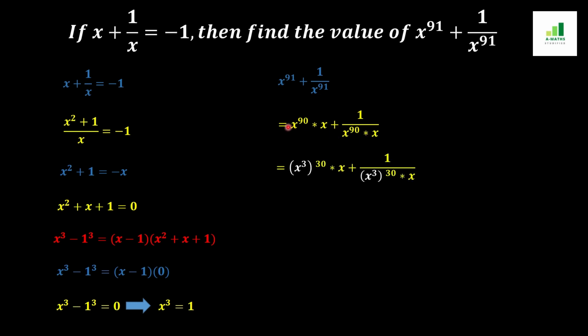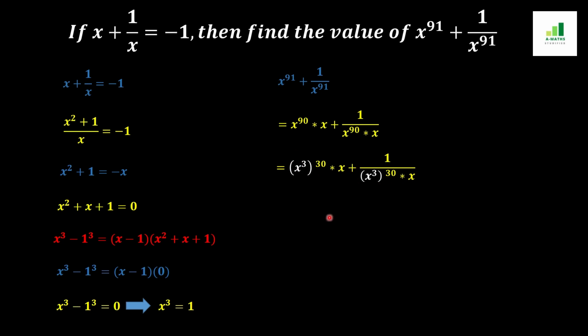Now this x to power 90 can be written as x cube to power 30, or x to power 3 into 30. It means that we break 90 into 3 into 30, because here we apply the basic rule of algebra: if a variable having a power is raised to another power, then both powers will multiply with each other. Here we break 90 with the same basic rule of algebra.